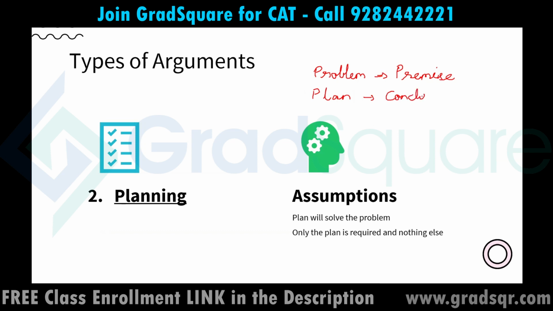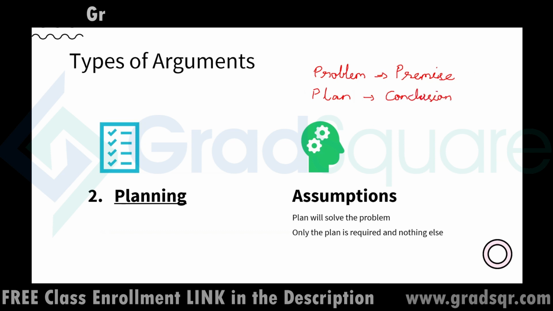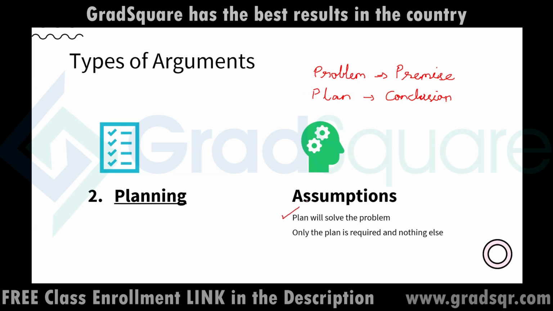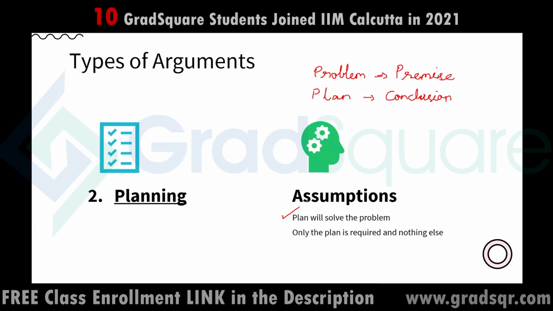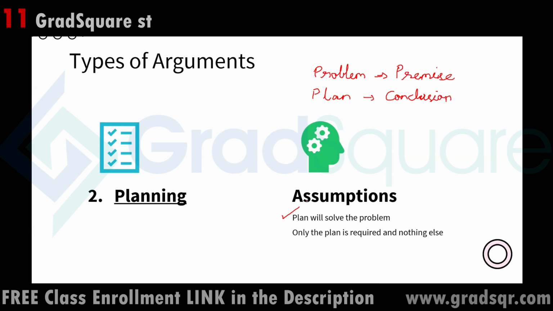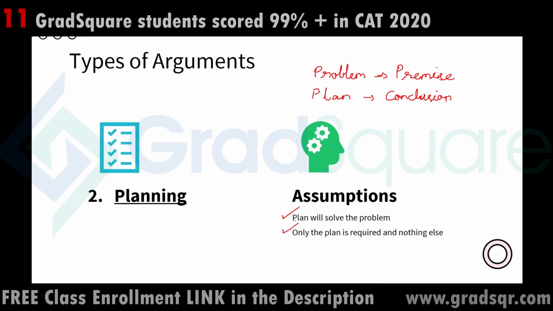The implicit assumptions that are always present in a planning type of argument are, number one, the plan will definitely solve the problem. That is an assumption, of course, because if the author is proposing a plan to tackle an issue or a problem, then the author's assumption is that this plan will be effective. That is number one. And number two is that there is nothing else that we need to do apart from this plan.